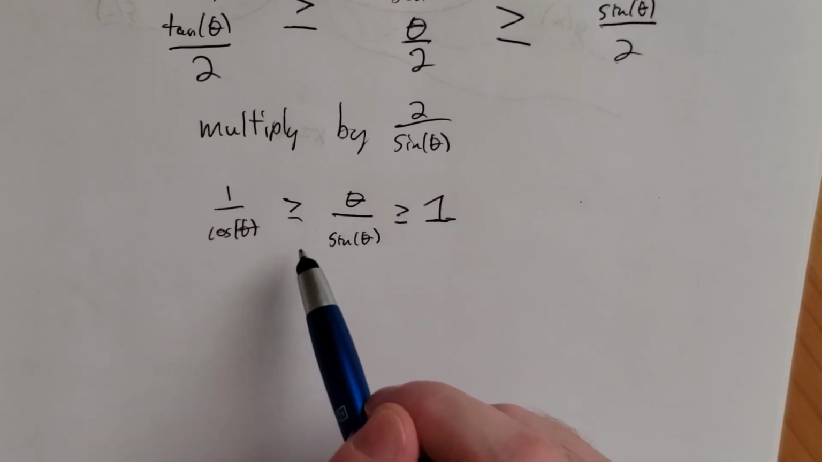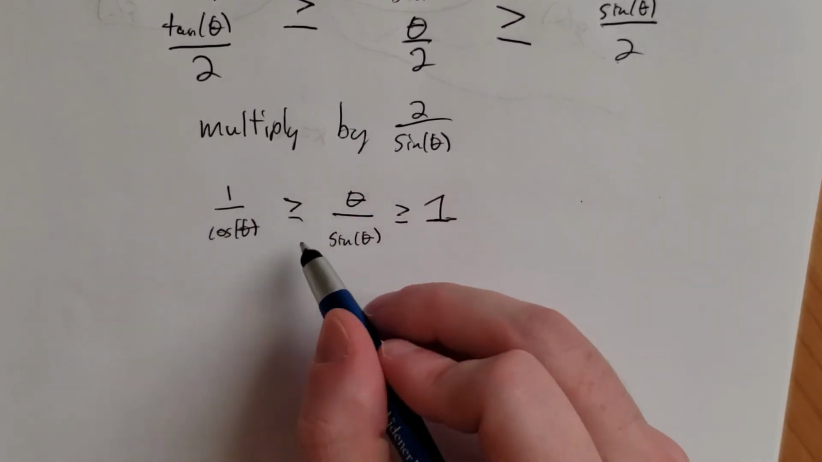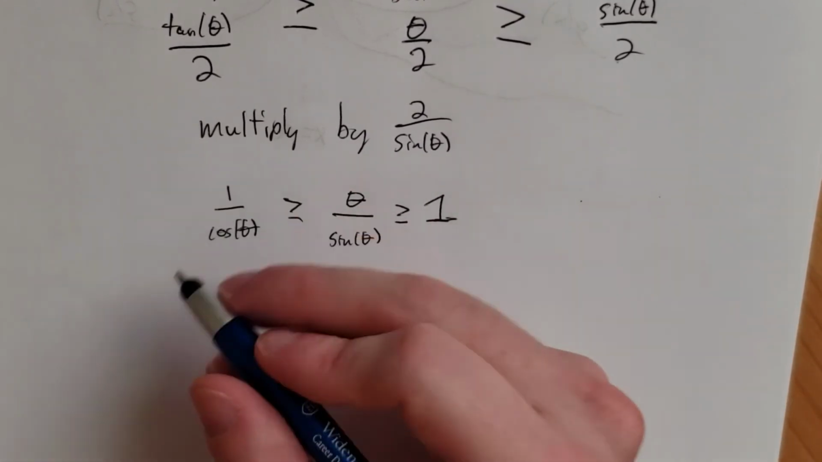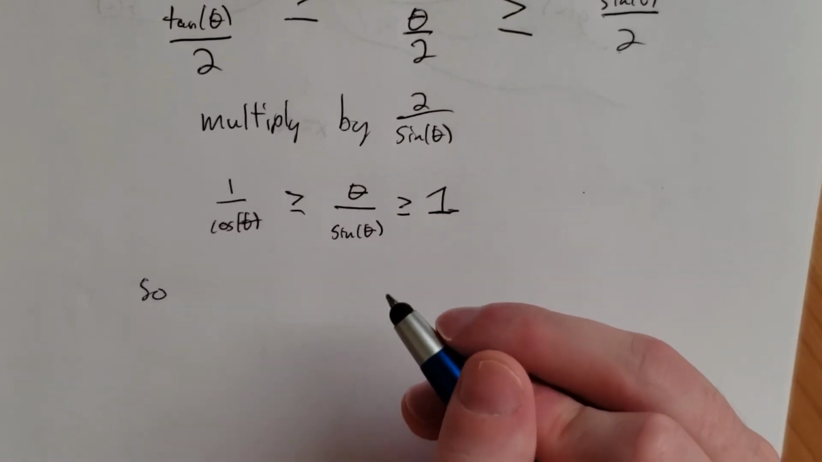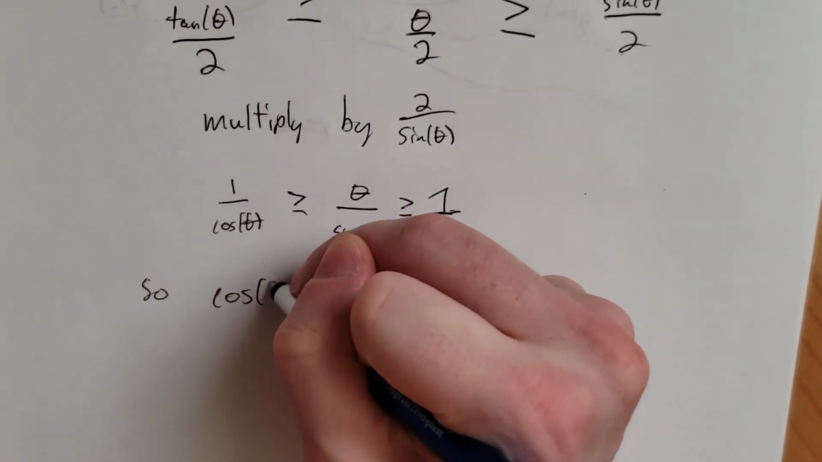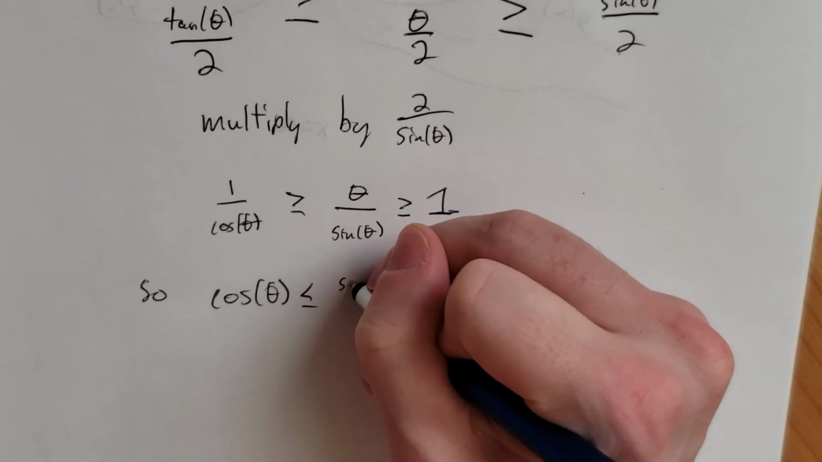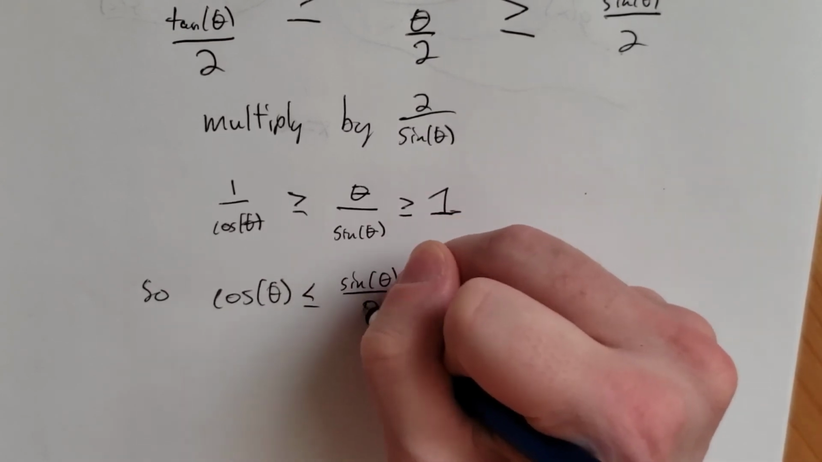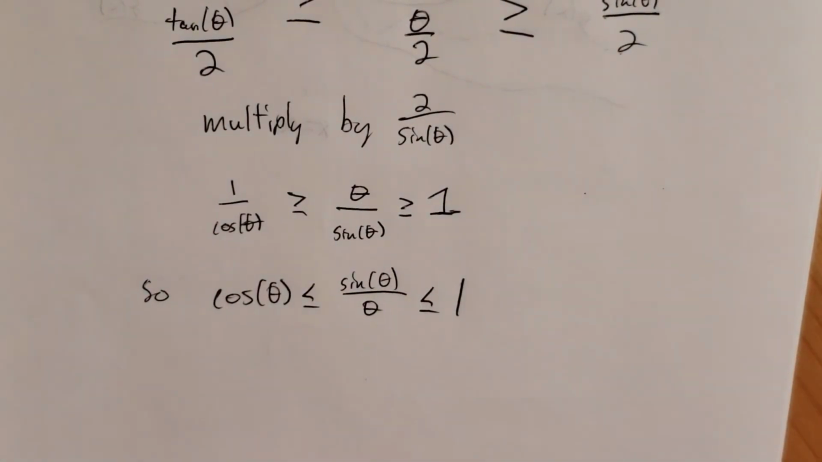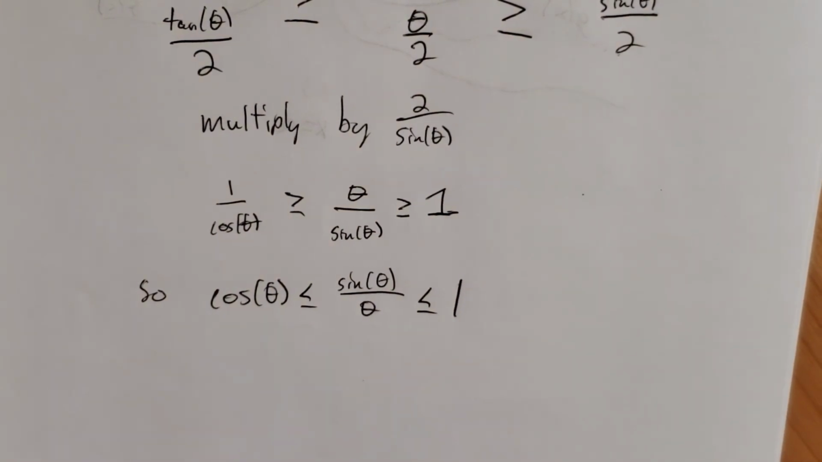All right, now let's take the reciprocal of everything, and when we do that, we have to switch the inequalities. So we actually get cosine of theta is equal or less than sine of theta over theta is equal or less than 1. Again, everywhere except for theta is equal to 0.